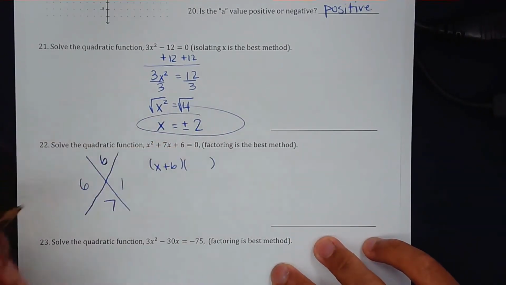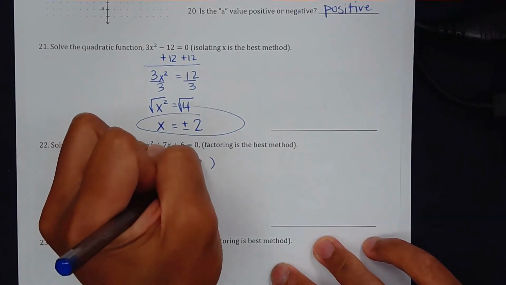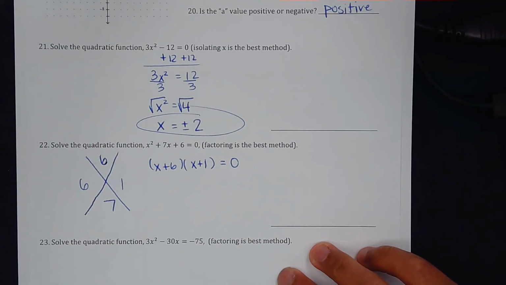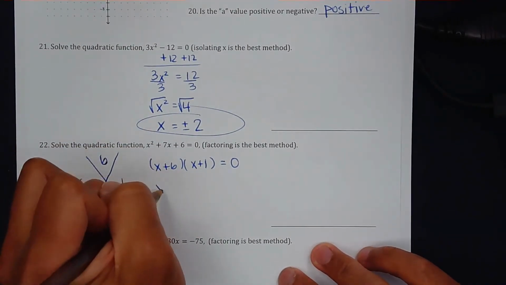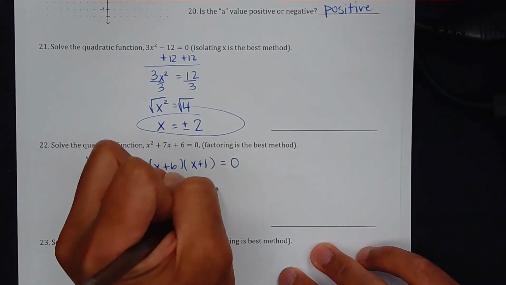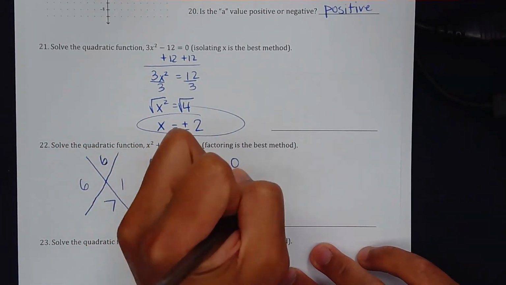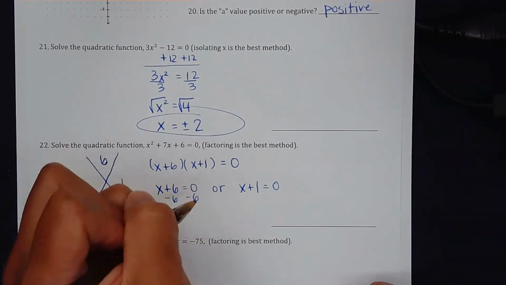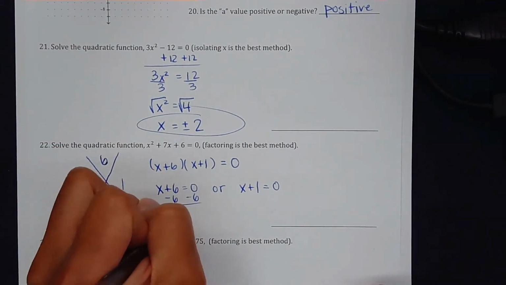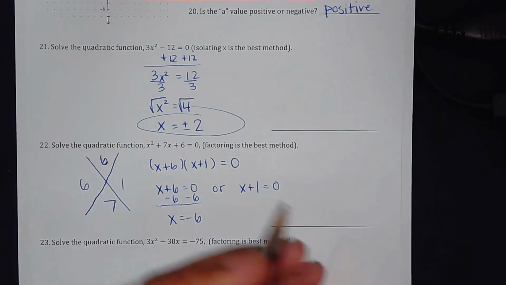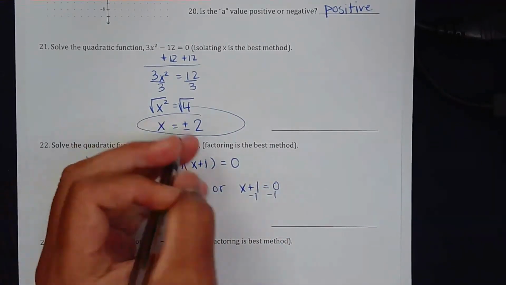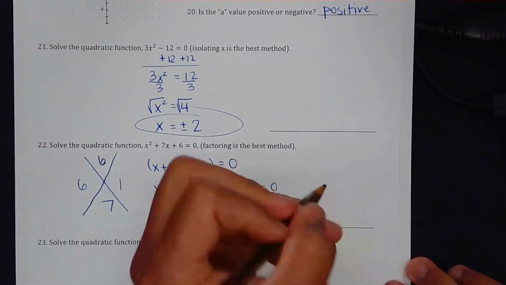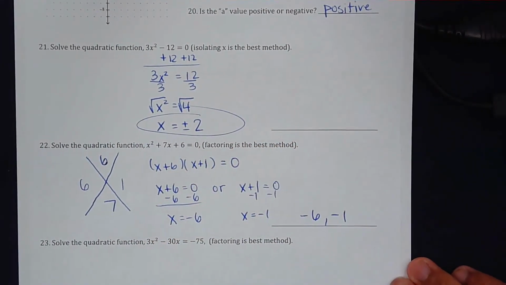X plus 6, x plus 1 is equal to 0. And then we go ahead and set each of these equal to 0. X plus 6 is equal to 0, or x plus 1 is equal to 0. All right, subtract 6 from both sides. We get x is equal to negative 6. Subtract 1 from both sides. We get x is equal to negative 1. Final answer, negative 6 comma negative 1.